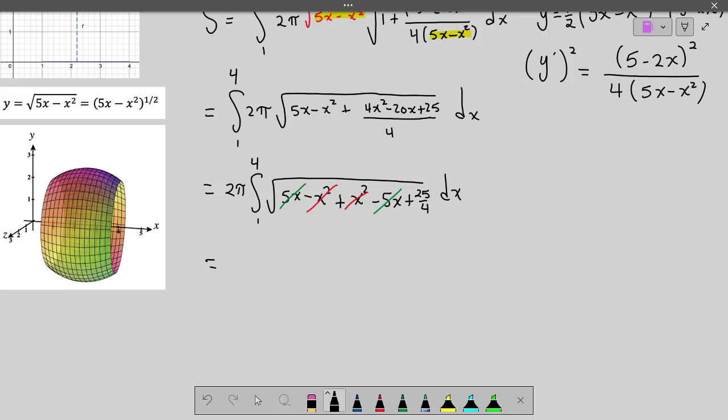So don't we get down to just a constant? This is 5 halves. So the square root of 25 over 4 is 5 halves. That multiplies to the front, and the 2's cancel. And all we have left is that. And what's that integral from 1 to 4? 3. Multiply 5 by 3. There's our final answer.